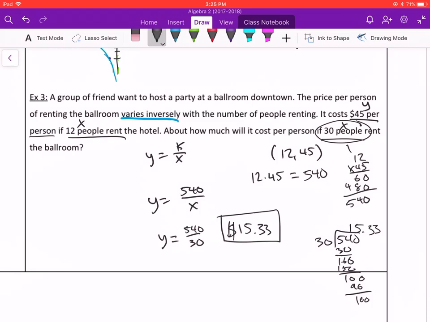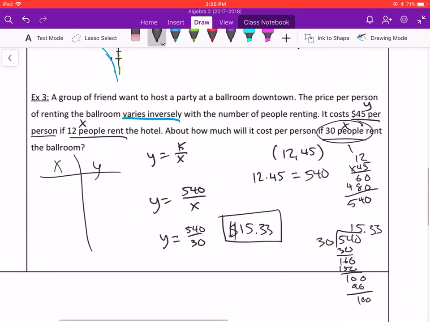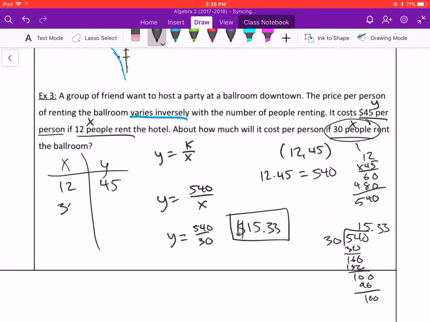So notice, like if I had a table, it did vary inversely, right? If you only have 12 people, that was about 45 per person. If now you have 30 people, only about 15.33, right? Makes sense. It's varying, right? This is increasing. From here to here, it's going up. From here to here, it's going down. Inverse variation. All right, and that's about it. Thanks.